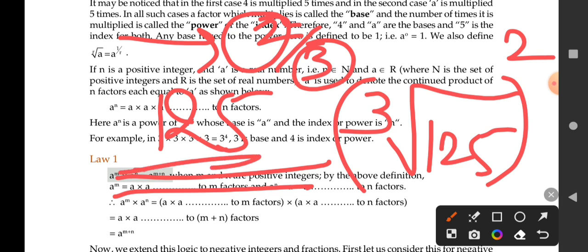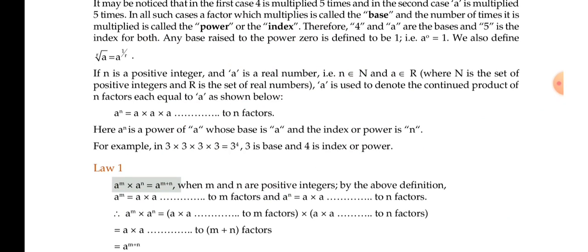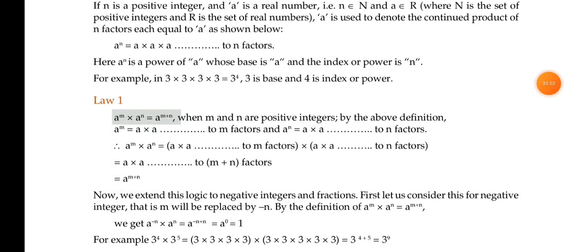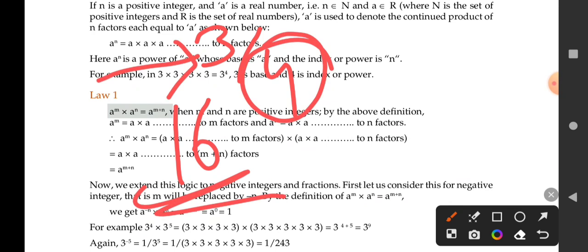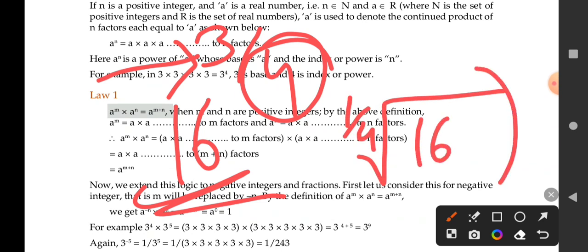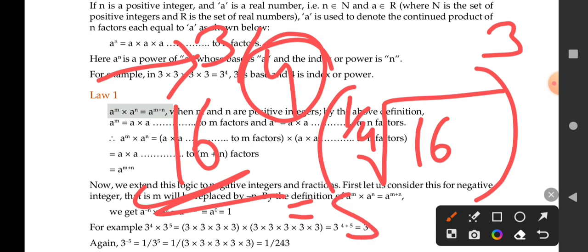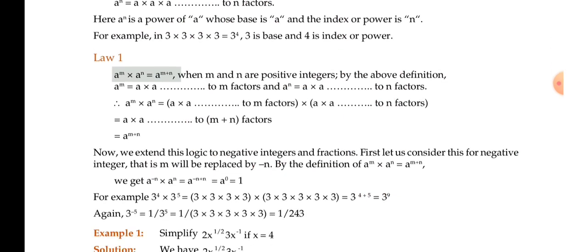So how are you going to read this number? Square the cube root of 125. How about 16 raised to 3 by 4? Cube the fourth root of 16, right? The fourth root of 16 is 2, and 2 cubed is 8. Now let's move ahead.